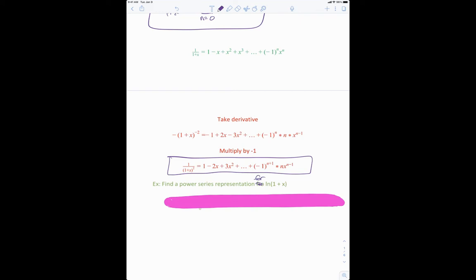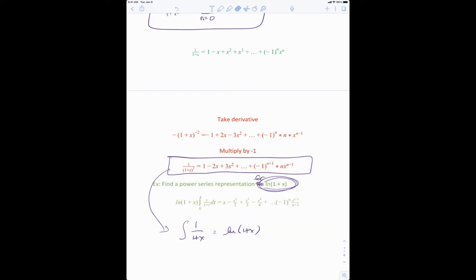Ultimately, I'm going to show you another way, but the other way is kind of long and drawn out. Actually, you'll see when we get to it. So this way is kind of cool. If you have a pre-existing series that you can use, you can do it. What I'm going to ask you to notice is that if I integrate 1 over 1 plus x, that's the same thing as the natural log of 1 plus x. So when I'm asking you to find the power series for the natural log of 1 plus x, I can go back to my original series and just integrate it.